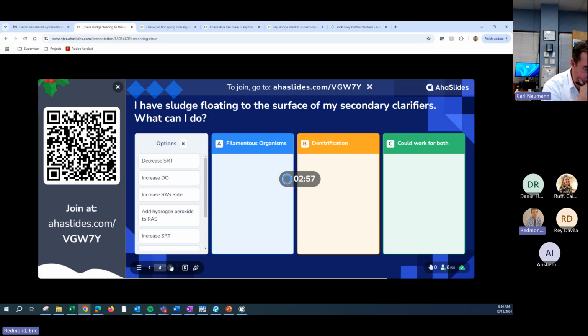Second question. You've got to drag these to where you think, if you have sludge floating in the clarifiers, what can I do?